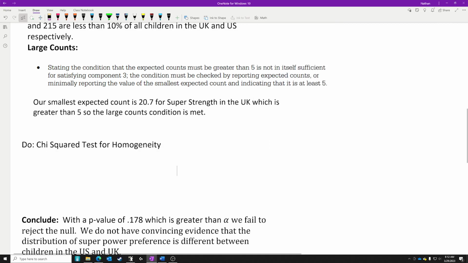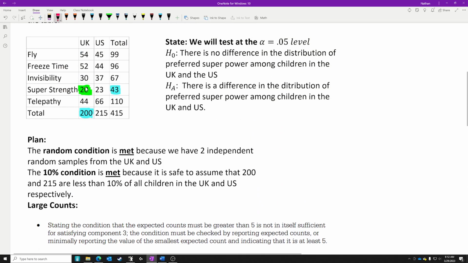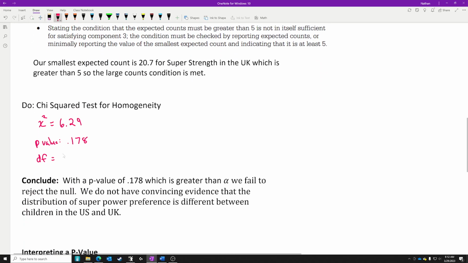All right, so for the chi-squared test for homogeneity, you always want to report your chi-squared statistic. So our chi-squared, I think it was 6.29. Our p-value was 0.178. Our degrees of freedom was, I think it was 4, right? 1, 2, 3, 4. Yeah, degrees of freedom are 4. Remember, that's rows minus 1 times columns minus 1.